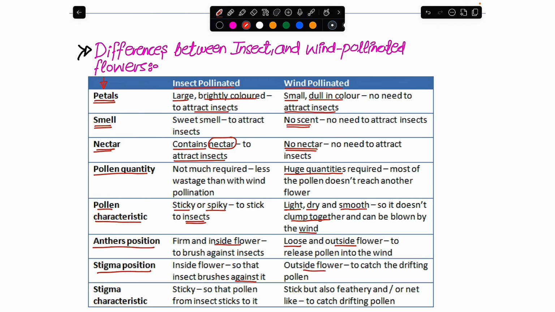As far as the stigma structure or shape is concerned, for both the insect pollinated and the wind pollinated ones, the stigmas would be sticky. But for the insect pollinated, the stigma would not be feathery. The wind pollinated one would have a feather-like or net-like appearance so that it can catch any of the drifting pollen present in the wind. So I hope you are very clear about the structure of the flower for both the wind and the insect pollinated flowers that we have.